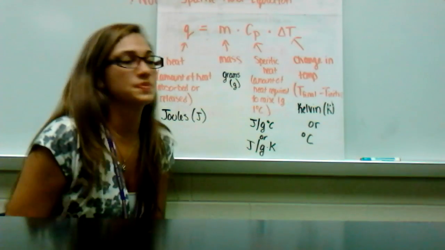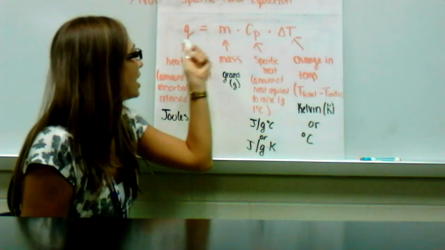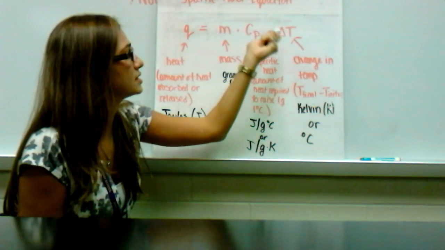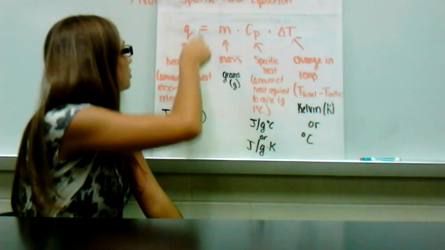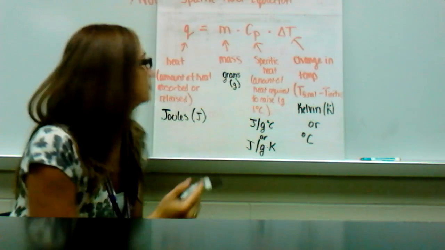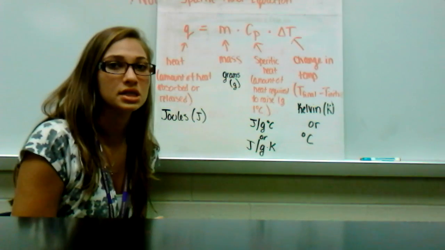Okay, so here's the specific heat equation. Let me explain what all these letters mean. All right, so we have Q is equal to mCp times delta T. So Q here is going to be our heat. Heat is a type of energy. So it's the amount of heat that is absorbed or released.